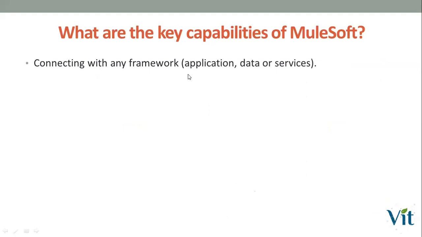So you can connect with any framework, like Cosmos, Azure, AWS, or any data, any services, any applications. Next, faster API designing. I'll tell you.